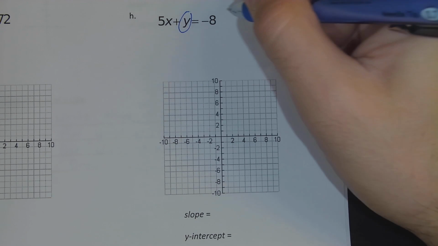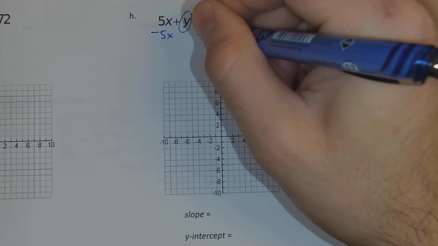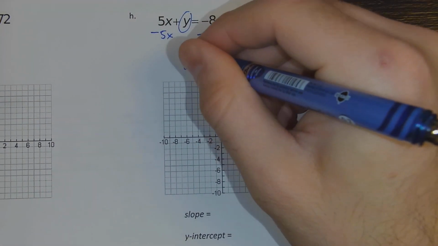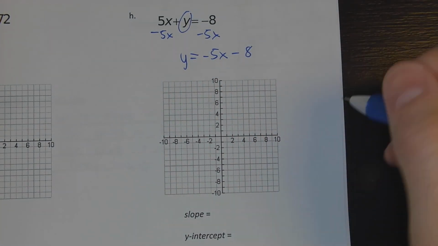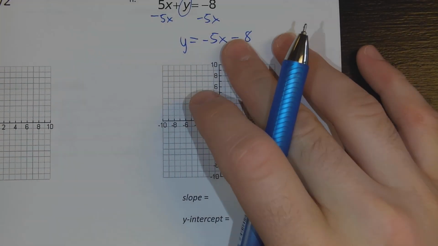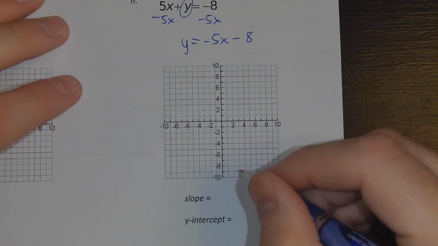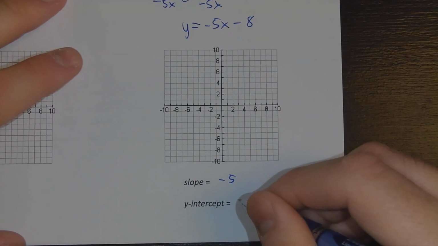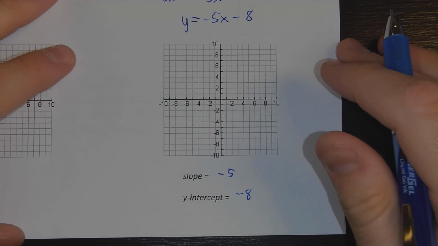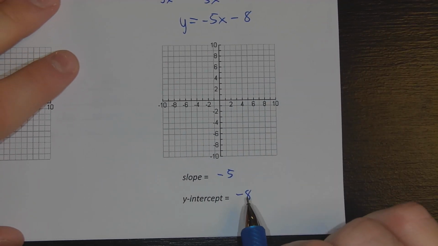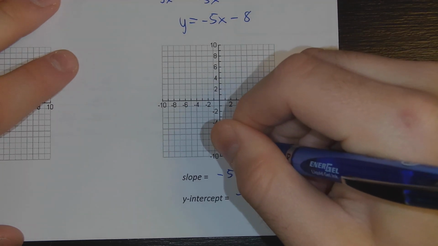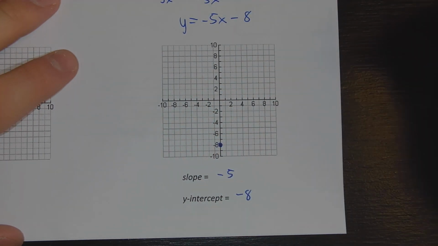We're going to solve for y here by subtracting 5x from both sides. So y equals negative 5x minus 8. And now, it's in slope-intercept form, because y is by itself. My slope is negative 5, and my y-intercept is negative 8. So first point is negative 8, my y-intercept. I'm going to go down to negative 8. Make my first point. That's step 2 done.